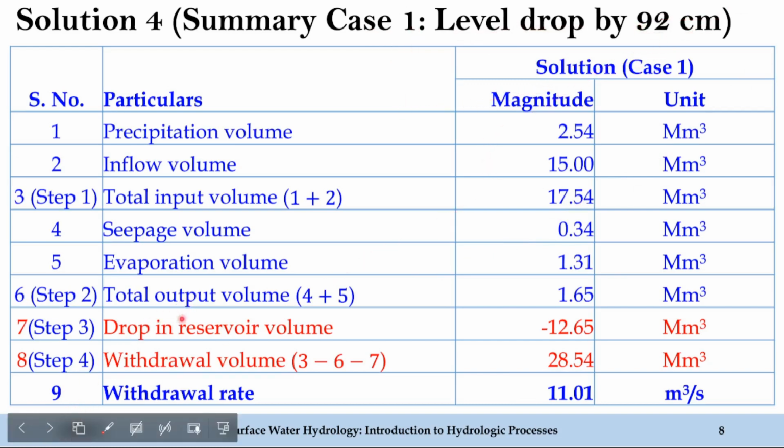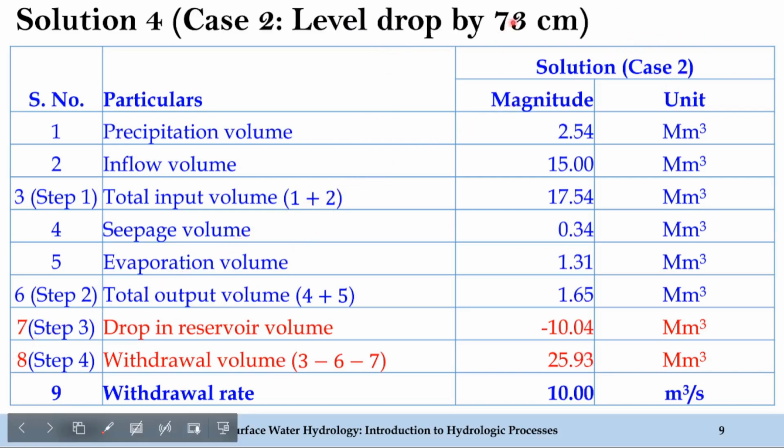Likewise, I request all the viewers to please try to solve this problem by following the same logic and the steps which were explained, for solving part 2 of this problem, which is when the level drop is not 92 centimeter, it is 73 centimeter. Although I haven't provided the solution for part 2, here is the summary of the responses that you are going to get if you solve case 2 of this problem, where the level drop of the reservoir depth is 73 centimeter.